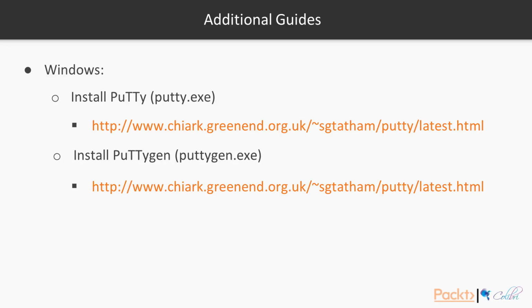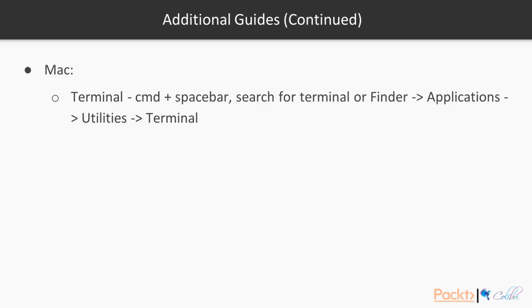For Windows users, you will have to install PuTTY or putty.exe, as well as PuTTYgen, to be able to log into your EC2 instances. And for Mac users, you'll find your terminal by going Command Space and searching for Terminal, or by going to Finder, Applications, Utilities, and Terminal.